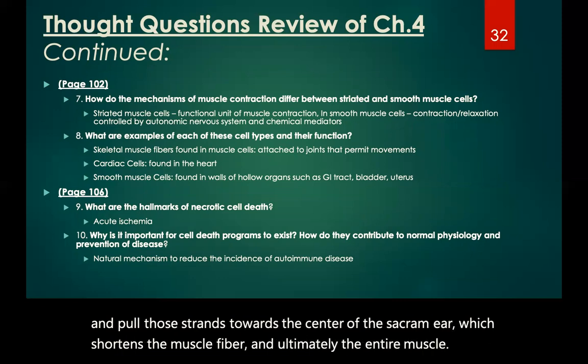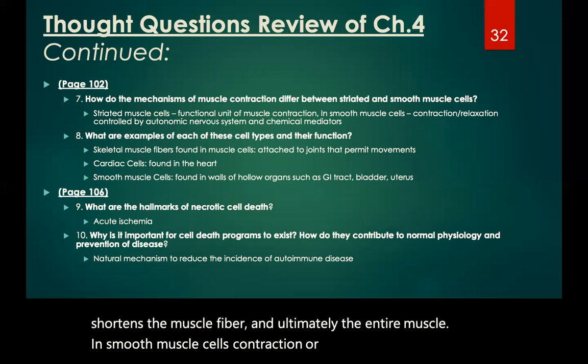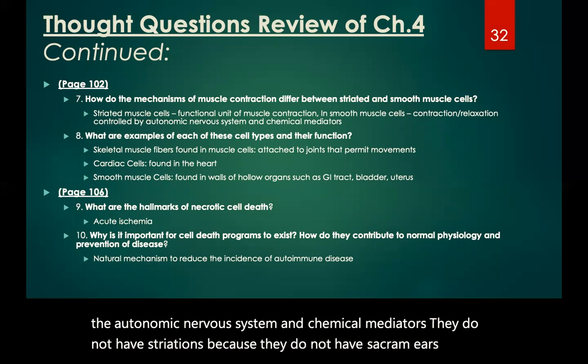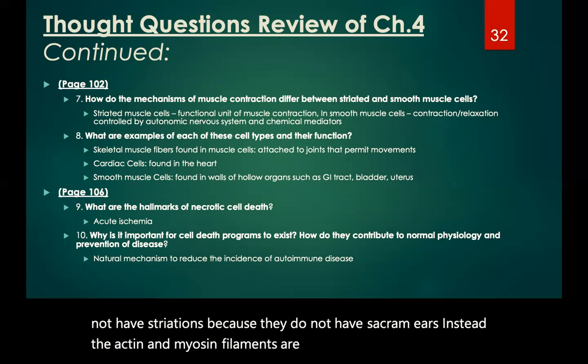In smooth muscle cells, contraction or relaxation is controlled by the autonomic nervous system and chemical mediators. They do not have striations because they do not have sarcomeres. Instead, the actin and myosin filaments are loosely arranged, but anchored to dense bodies within the cytoplasm.